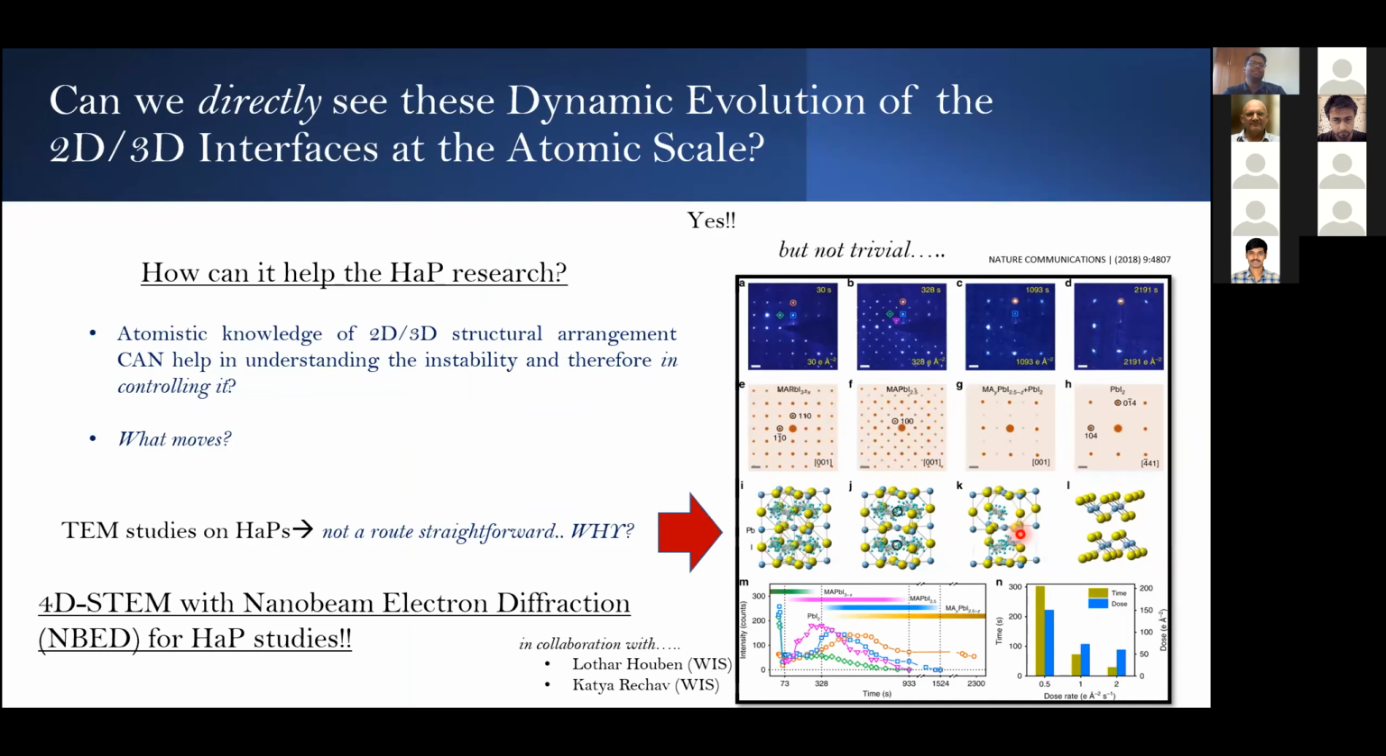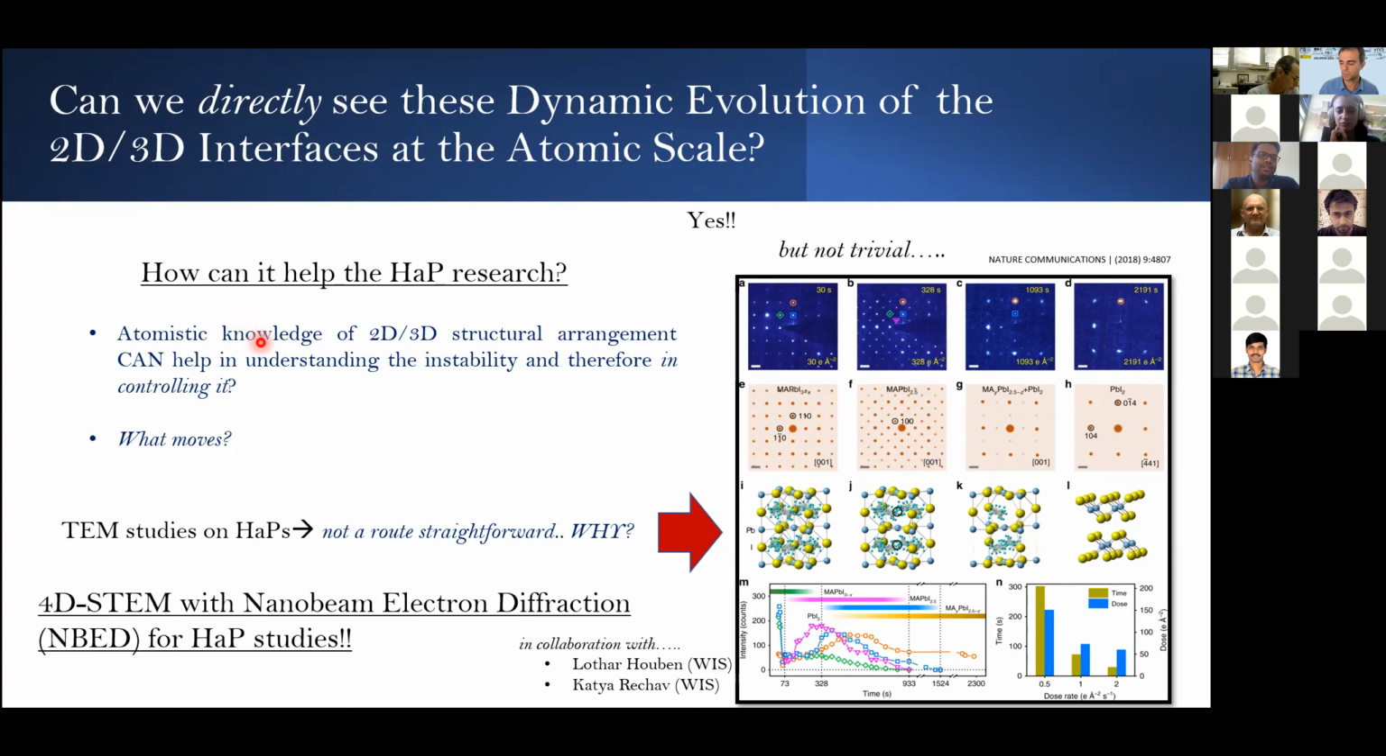So it would be nice if we could have a nanoscale picture of what is happening at the interface. For such a requirement, generally it is preferred to have transmission electron microscopy studies. But for perovskite, which is highly beam sensitive, this is a big limitation. And as you can see, these materials have a very low beam damage threshold.